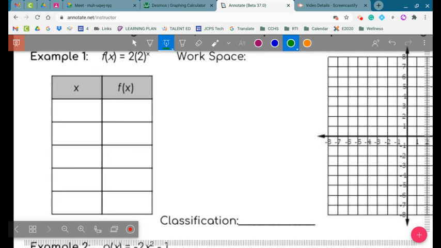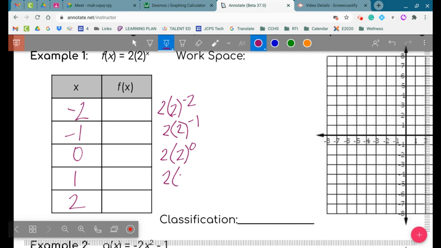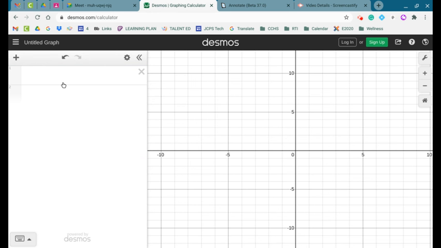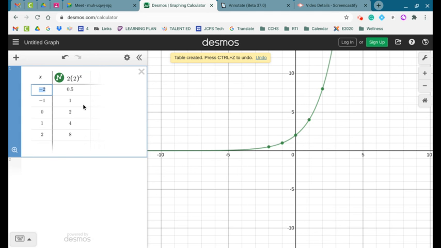Okay, so let's go down and graph these. Fill in our x's. Make sure you input your work. And then if you want to use the calculator, you can use the calculator. So I'm going to do it in Desmos. So 2 times 2 to the x, table. So I get 0.5, 1, 2, 4, 8.